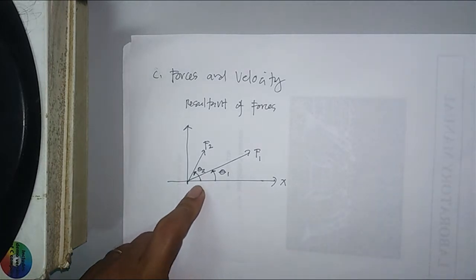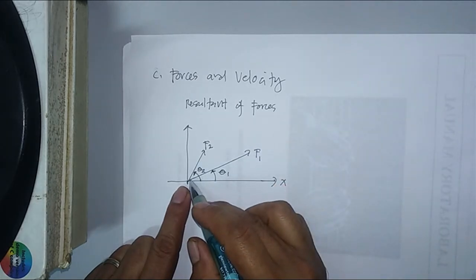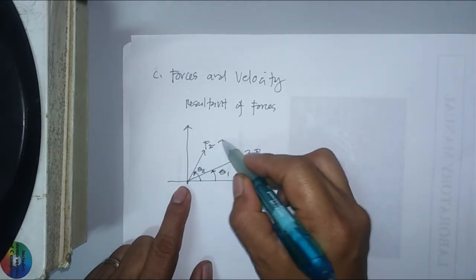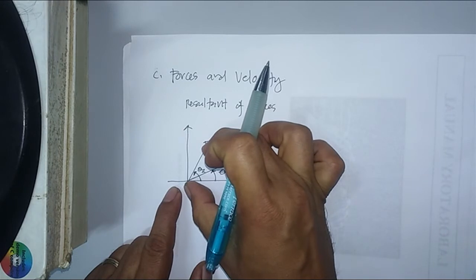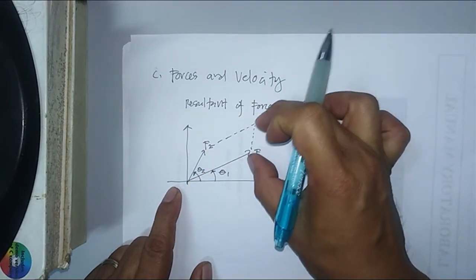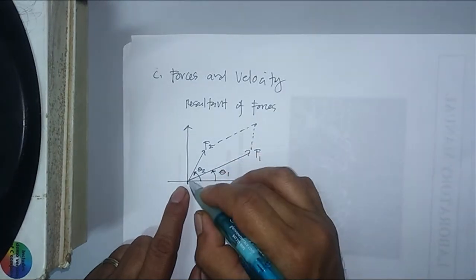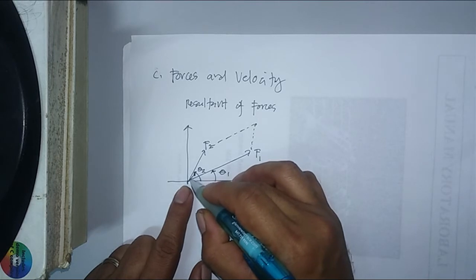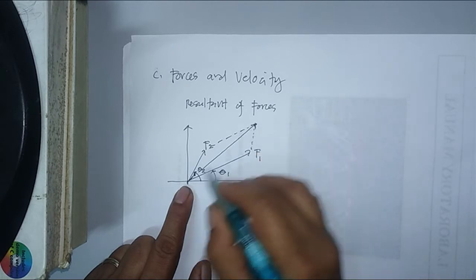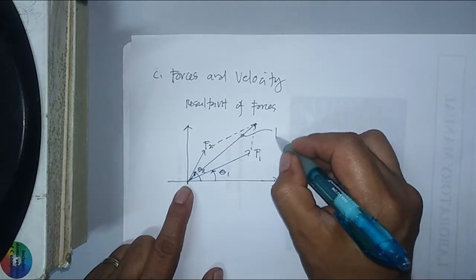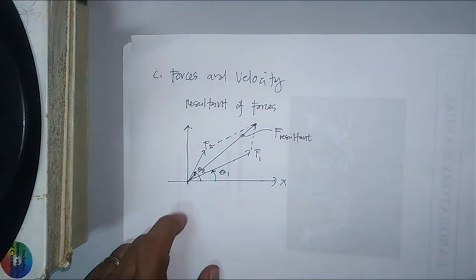Now, to solve for the resultant force, we use the parallelogram method. Meaning, in the parallelogram method, we draw a parallelogram. Take note, this force F2 will be drawn here in parallel with your force F2. Now, from your origin, we will draw the line up to the other end of your parallelogram, and we call this line of force your resultant force. So I will label that as resultant force.